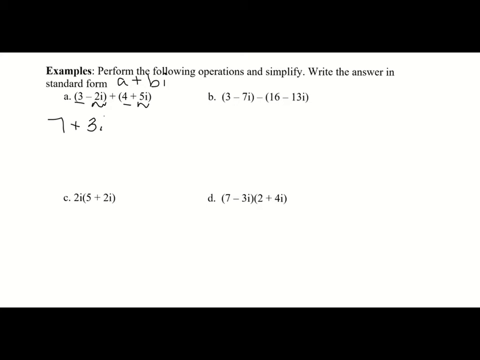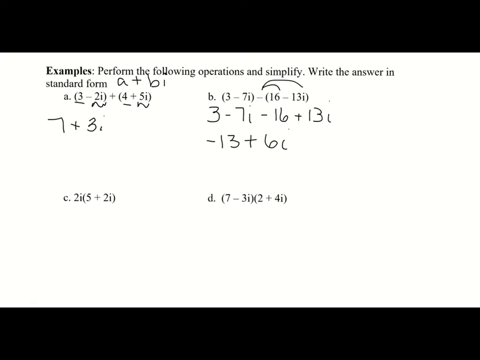For b, we do have that minus sign outside of the expression, so we do have to distribute it to both. So we end up with 3 minus 7i minus 16 plus 13i. Just take the opposite of everything on the inside. Now combine like terms. So 3 minus 16 will give me a -13. And then -7i plus +13i will give me a +6i.